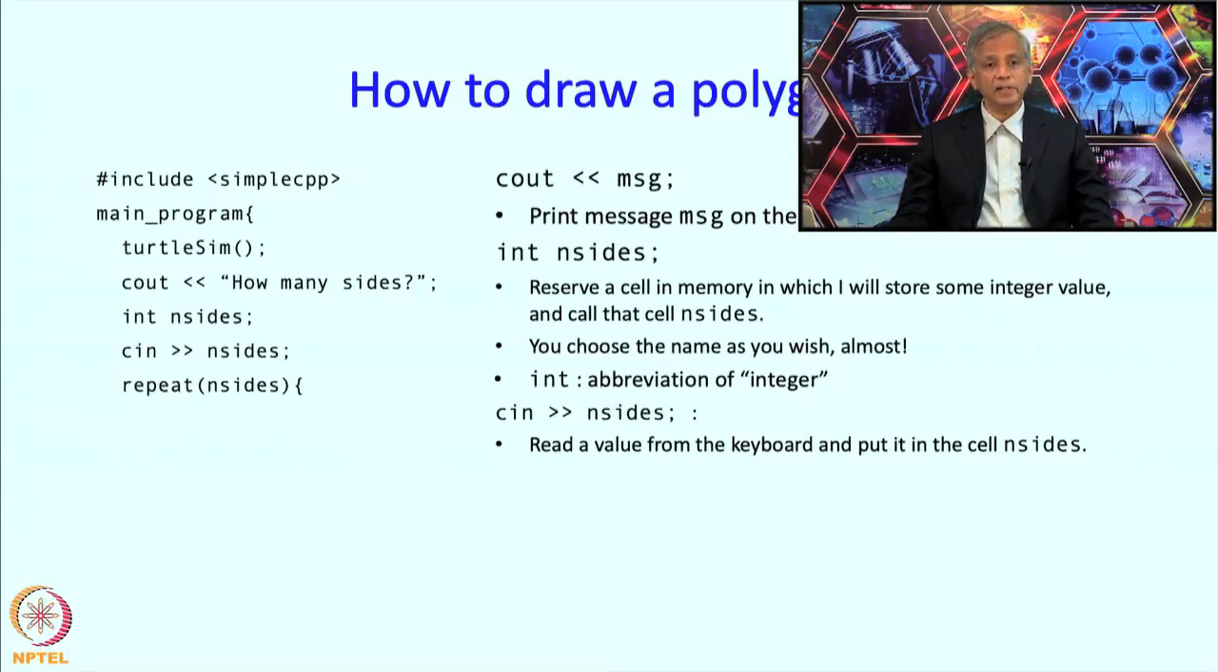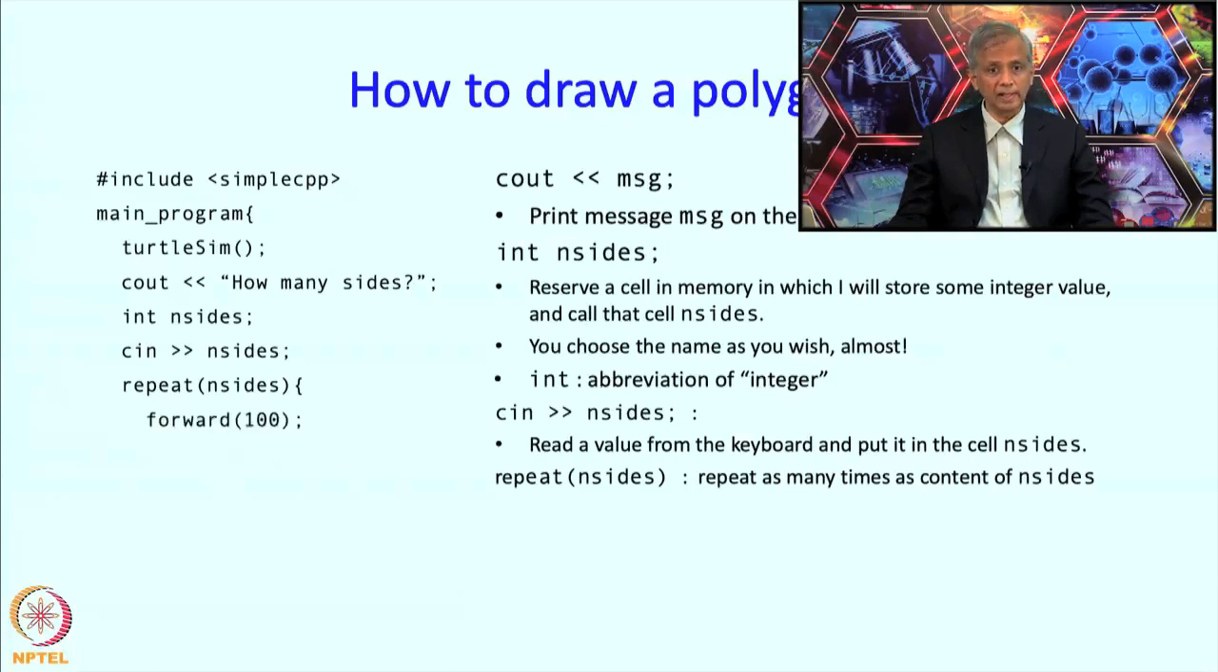After that, we have a repeat statement, but now the repeat statement has gotten more interesting. We don't have a number inside the parenthesis, but we have the name of a cell. So what does this mean? It says repeat as many times as whatever the value is contained in the cell insights. So we just said that the user might have typed 10 when the cin insights statement executed. So if 10 was sitting in insights, then the body that is following will be repeated 10 times. Okay, so what's in the body?